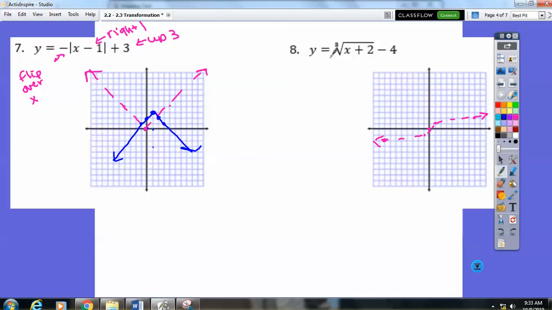Okay, number 8, that's the cube root. What's the +2 doing? And the -4? Okay. So take each of my points.